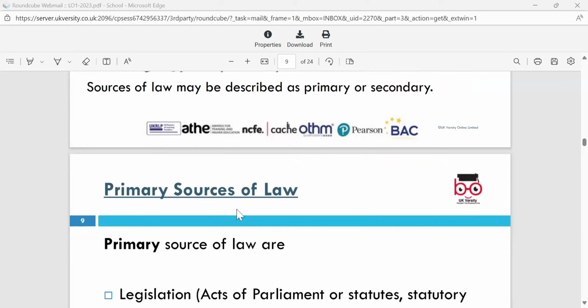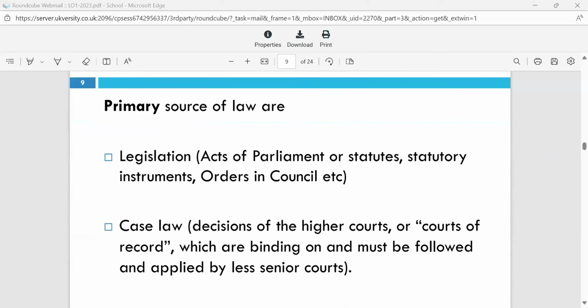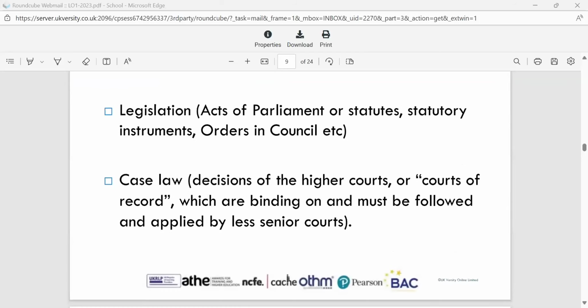So we look at the two types of sources of law. The first one is primary sources of law, which includes things like legislation, which are acts of parliament. It could be retained EU law from the EU, prerogative orders, and it could be Church of England measures, so legislation passed by the General Synod. And then another part of primary sources of law is case law.